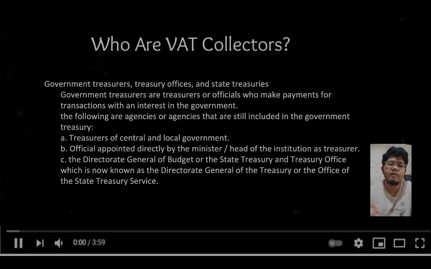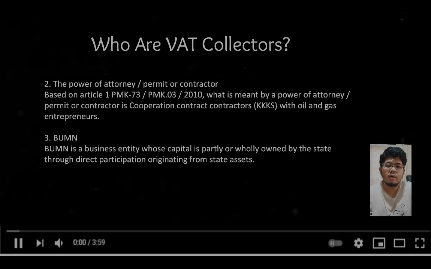Okay, these are the agencies that are included in the government treasury. A. Treasurers of central and local government. B. Officials appointed directly by the minister or head of the institution as treasurer. C. Director General of Budget or the State Treasury and Treasury Office, now known as the Director General of the Treasury. Okay. The second is the power of attorney or contractor.